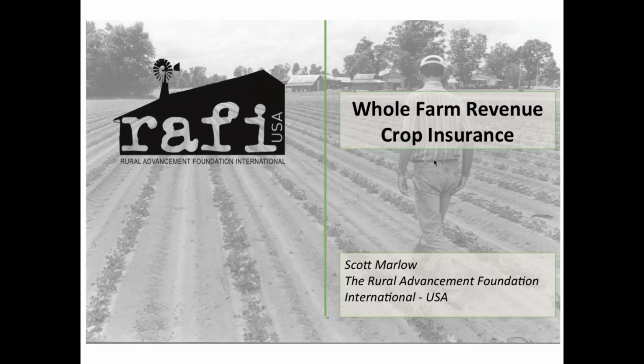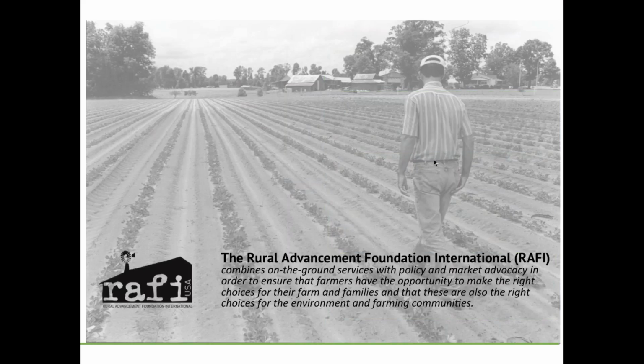Again, my name is Scott Marlow. I work with the Rural Advancement Foundation International. We're an organization that works all the way from on-the-ground direct work with individual farmers, both in financial crisis, but also the development of new farm enterprises, through federal and international policy work. So we work all the way from the very local to international.